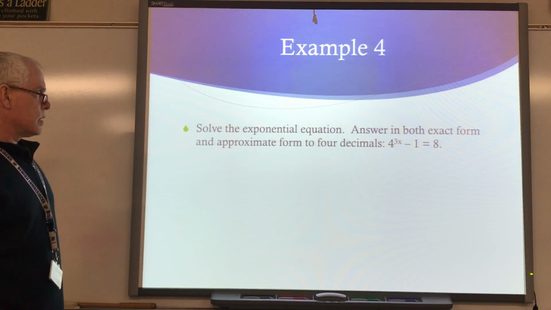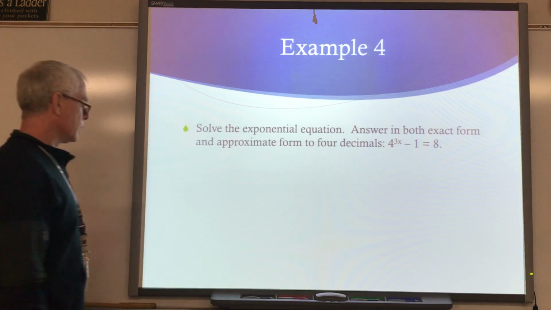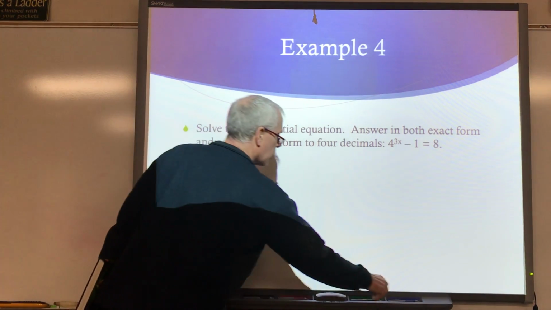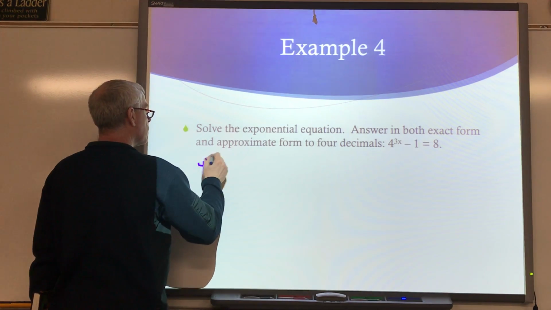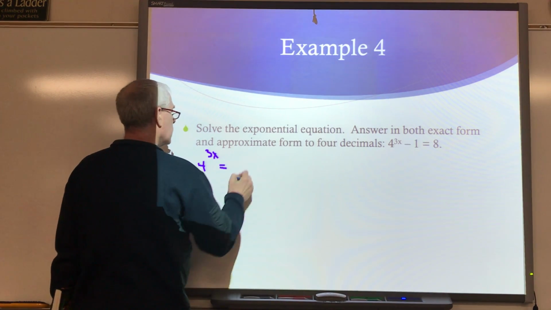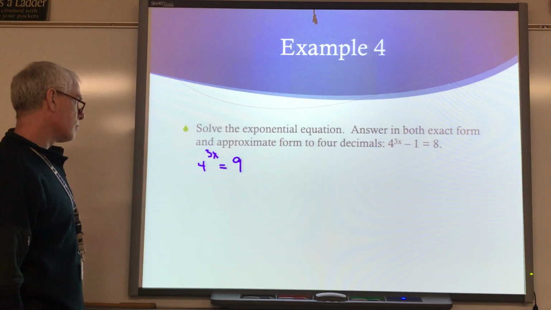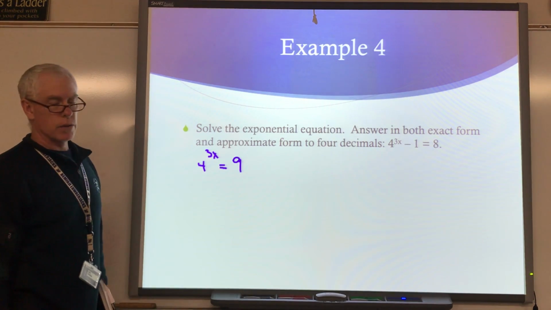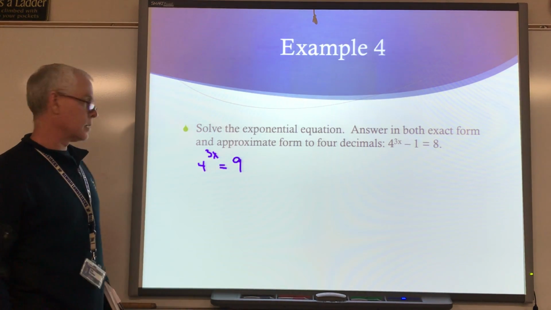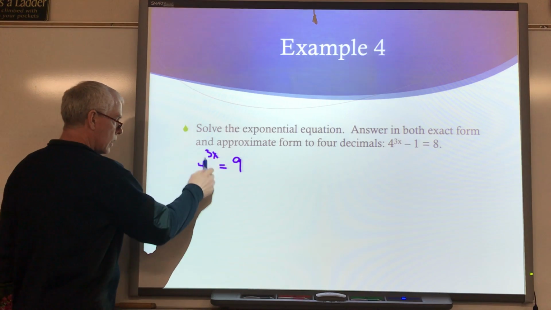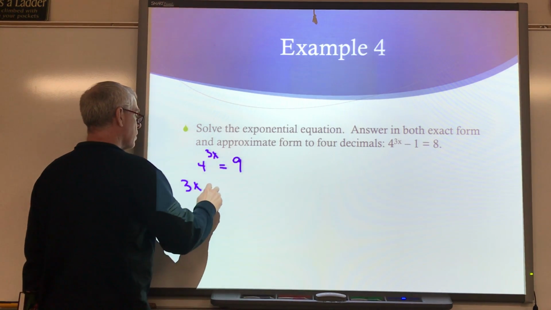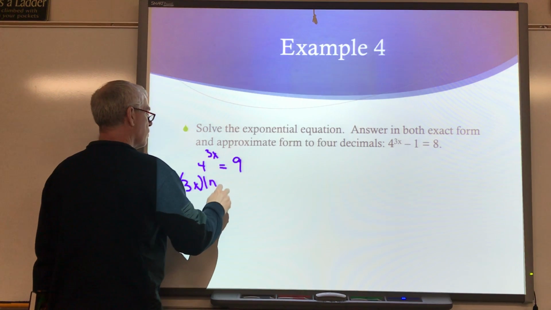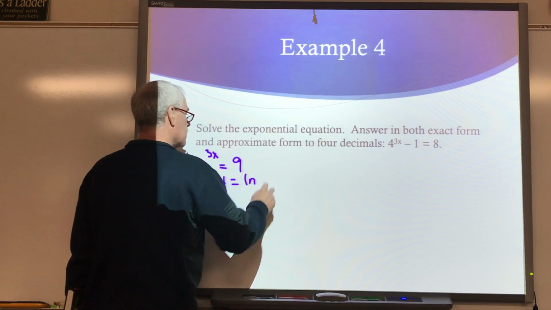Solve the exponential equation, answer both exact and approximate. So now I've got exponents and I'm going to need logarithms to get rid of them. So I'm going to try to isolate the exponent. So 4 to the 3x, I'm going to add 1 to both sides, equals 9. And then I can undo this using logarithms, guys. And I'm always going to use the natural log just because it's easier for me. That exponent comes out in front. So when I take the ln of this side, I get 3x ln 4 equals ln 9.